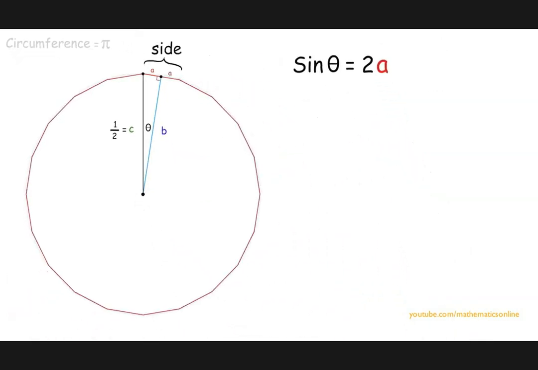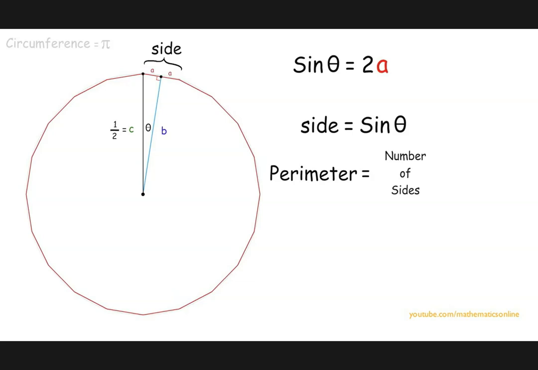Next, looking at one of the sides of the polygon, we can see that it is actually equal to A plus A, which simplifies to 2A. Therefore, the length of the side of a polygon is equal to sine of theta. The perimeter of an equilateral polygon is defined by the number of sides times the length of a side. We will simplify by replacing the number of sides with n so that the perimeter is equal to n times side. But we know that side is equal to sine of theta. Therefore, the perimeter is equal to n times sine of theta.